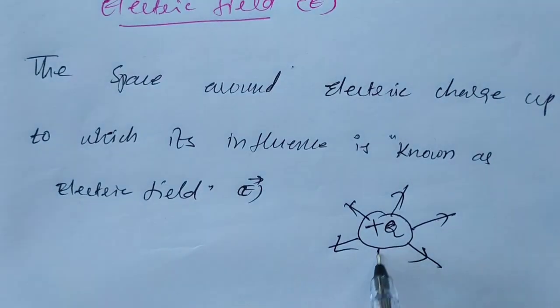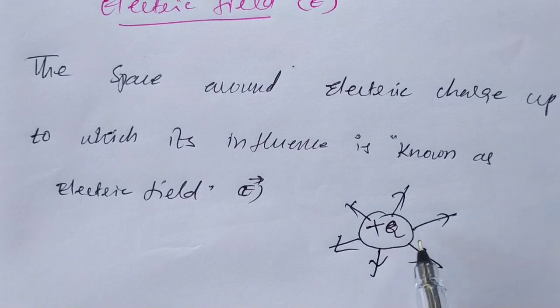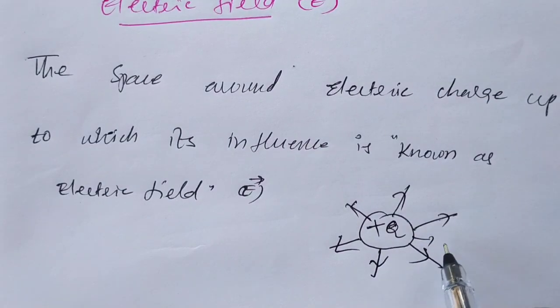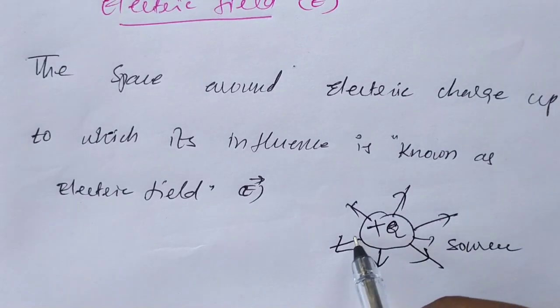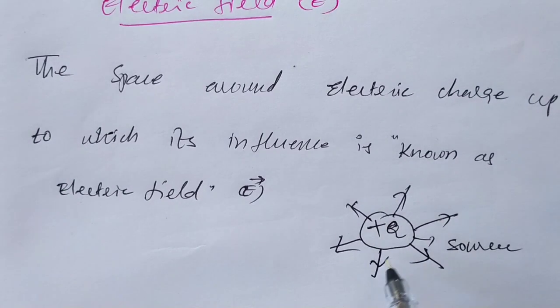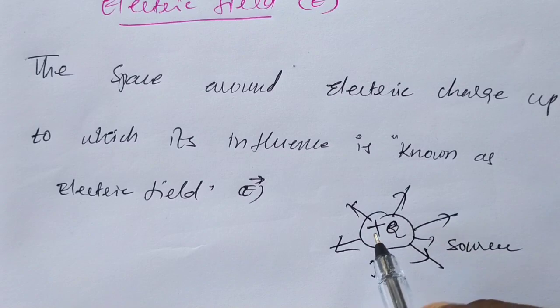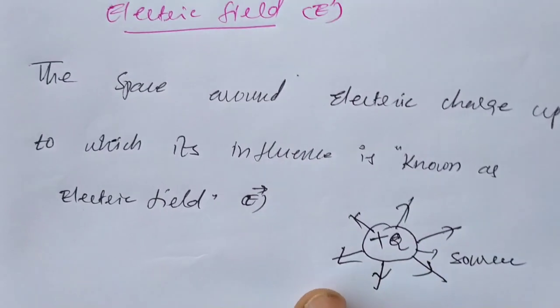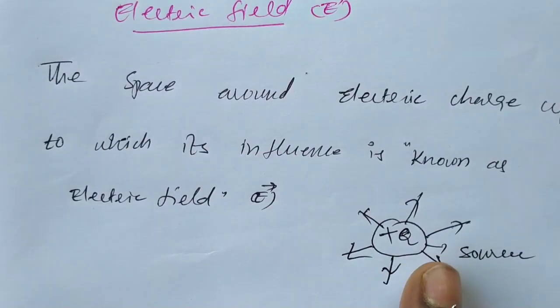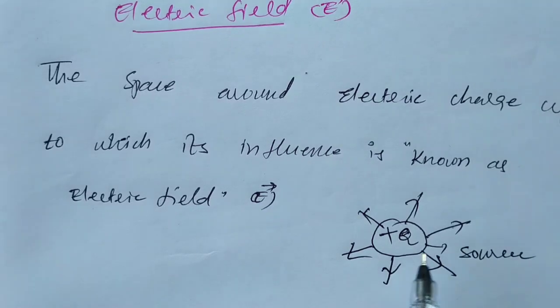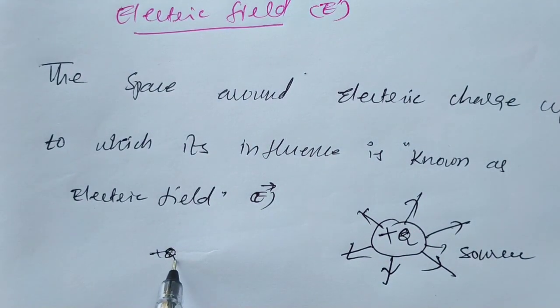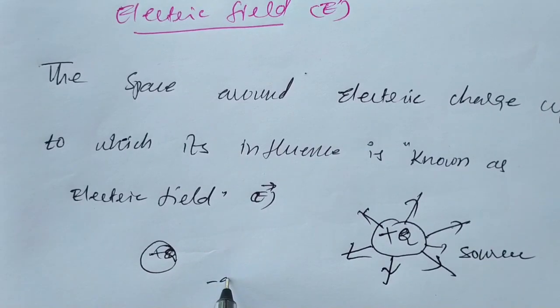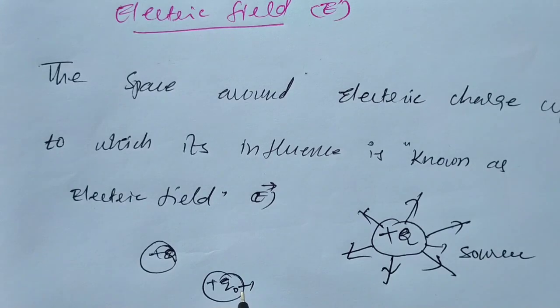It can be q naught. Q is the source. It produces the electric field or electric lines of force, that is the electric field. Suppose initially plus q is there. Here, plus q naught. Q naught is the test charge.